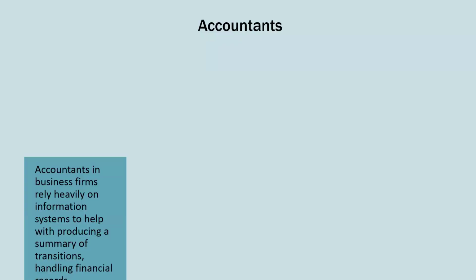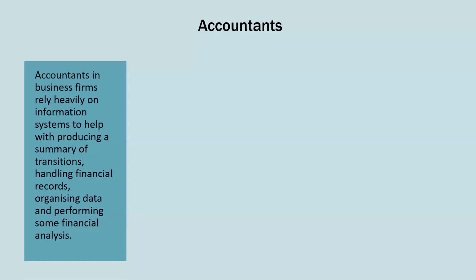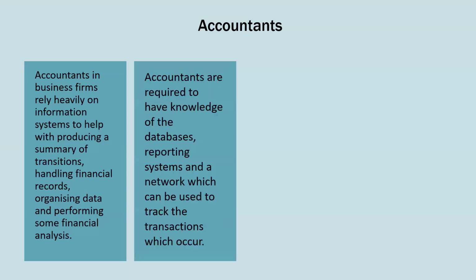Accountants in business firms rely heavily on information systems to help with producing a summary of transactions, handling financial records, financial analysis and things like that. I don't know if there are people here with an accounting background, but in the era before computer systems, people used to have books. You could go into a store and buy a book called General Ledger, buy a book called Cash Book, buy a book called Journal, and things like that, right?